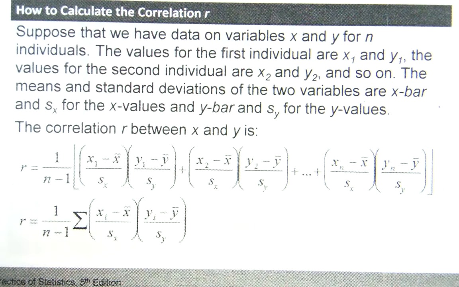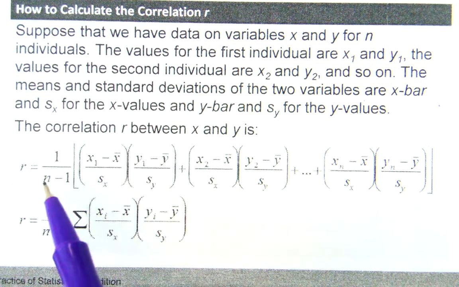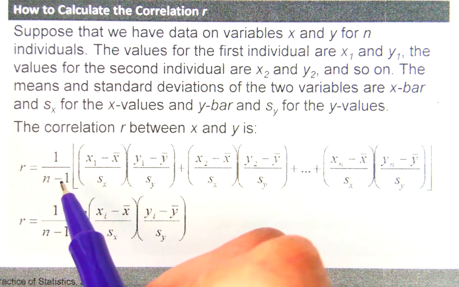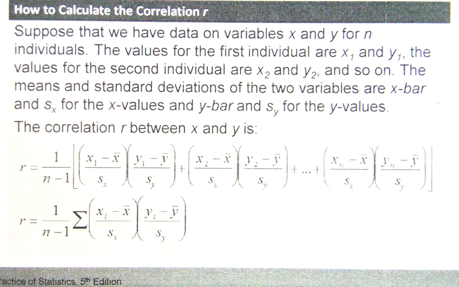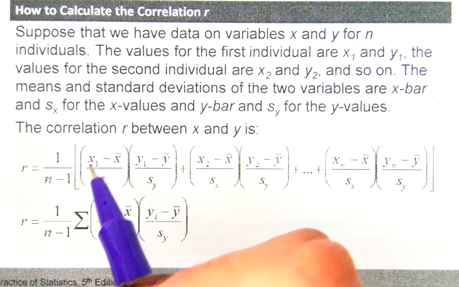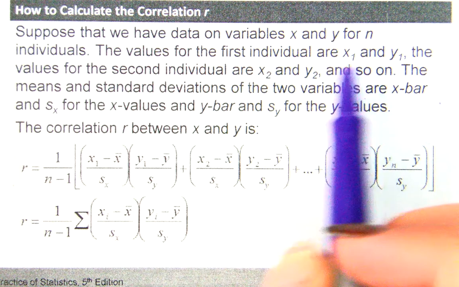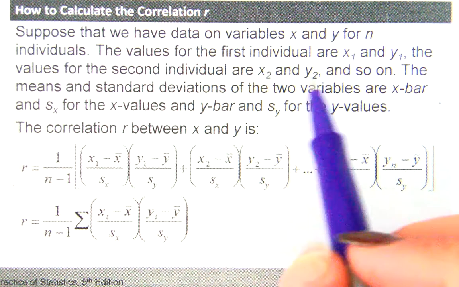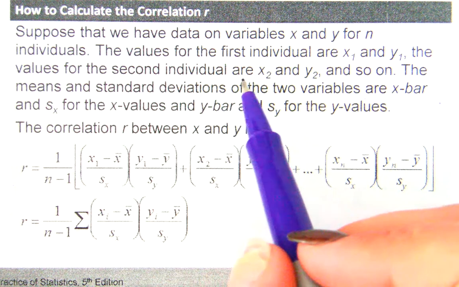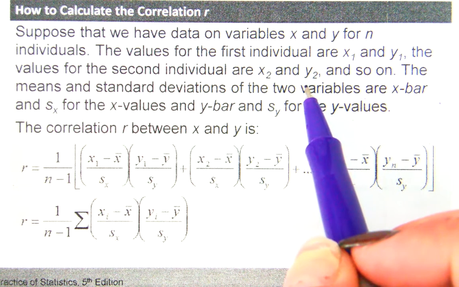Now, the next slide might kill you, but this is how you actually calculate it by hand. You take 1 divided by, let's see, sorry. Suppose that we have data on variables x and y for n individuals. The values for the first individual are x1 and y1. The values for the second individual are x2 and y2, and so on and so on.